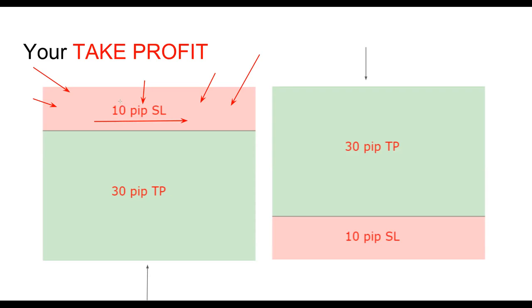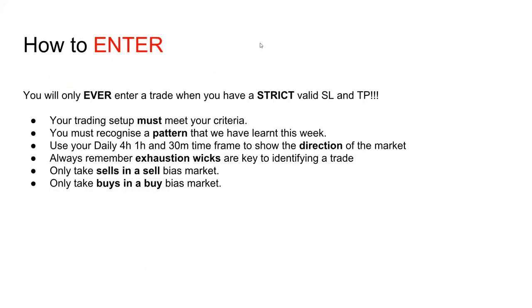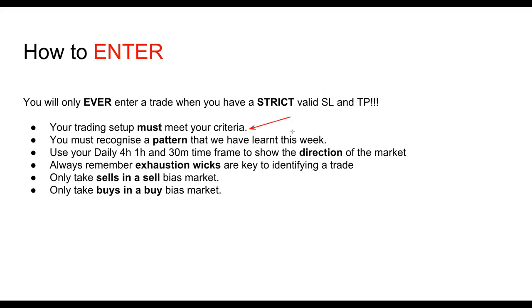If your stop loss violates what your trading plan says, so say as an example, you make it a strict thing that you only trade if you have 15 pips or less. If you have a stop loss of 17 pips, do you enter the market? No. Okay. So I want you to just keep bearing that in mind, okay? Now, when you enter the market, this should be common sense to you guys. Your trading setup must meet your criteria, okay? Now, the criteria will include the patterns that you've learned this week.